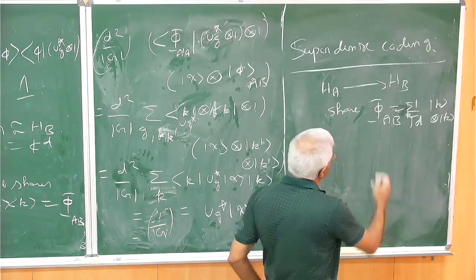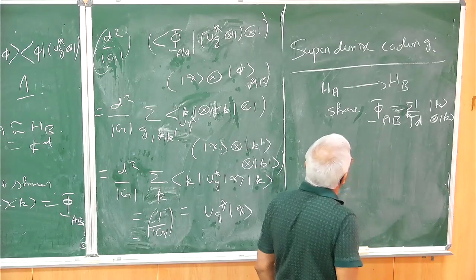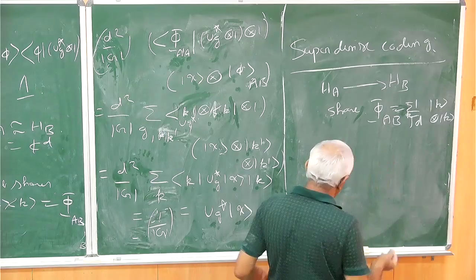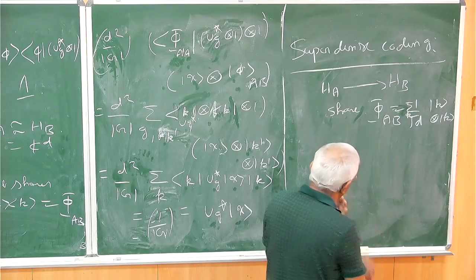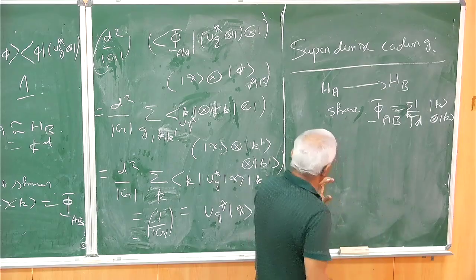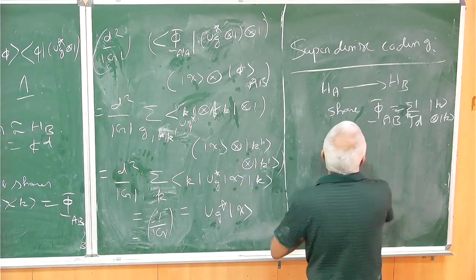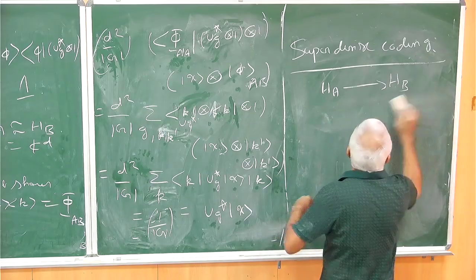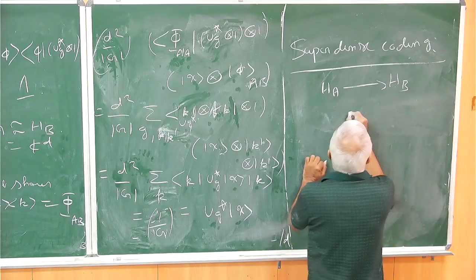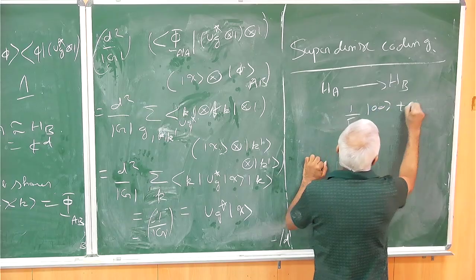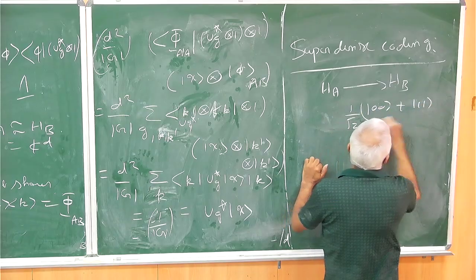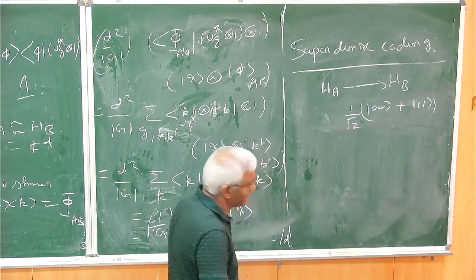This is a qudit, but you can talk about a qubit if you want. I mean, a qubit is easy, so let's just write a qubit. Suppose they share this: 1 by square root 2, 00 plus 11. This is the maximal entanglement.